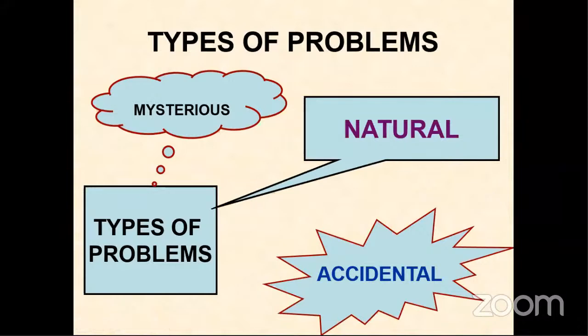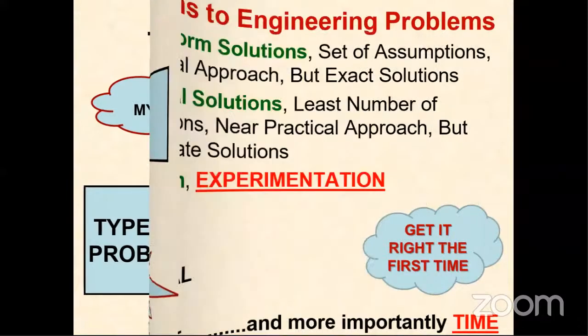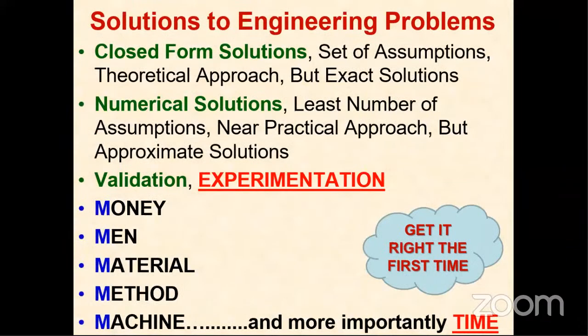At the end of the day, we should find a solution, or it should have a solution in itself. Because we are discussing engineering problems, we have closed form solutions: F equals MA. After a long set of hard work by a set of people, we find closed form solutions: Y equals MX plus C, F equals MA, E equals MC square. But what are the limitations of those particular forms?